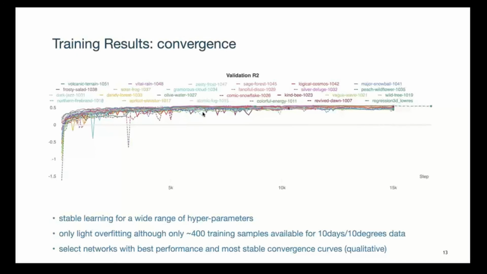And over a wide range of hyperparameters, you actually get pretty good convergence. So this network is pretty stable. And we only see light overfitting, although we have only 400 training samples available for the 10 days, 10 degrees. So it's pretty stable. And then you can go in and qualitatively select the models with the best convergence curve you like. That is up to you.